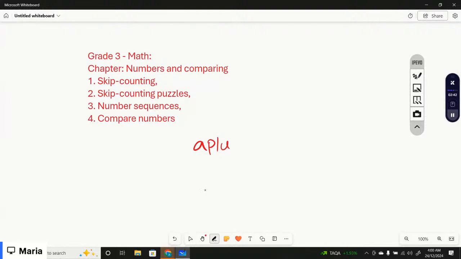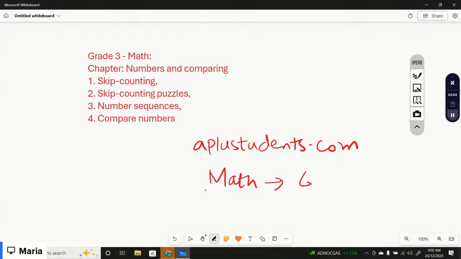You can find all the lessons on aplusstudents.com. You have to log in there using your email address and the password provided by the administrator. Then you have to select math from the subject tab. Scroll down to grade 3 math and then click on view all lessons.